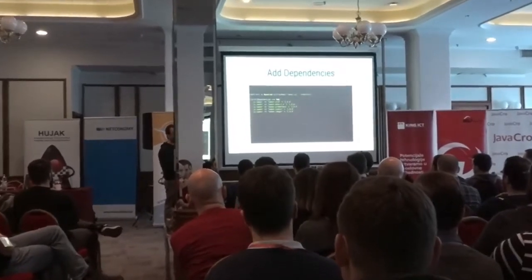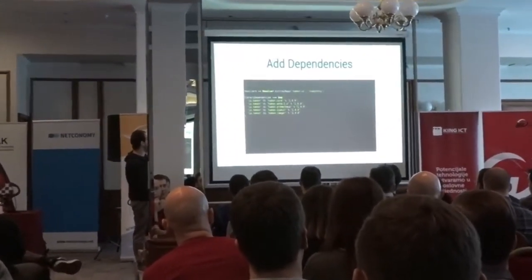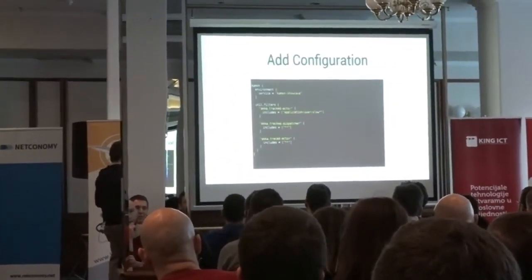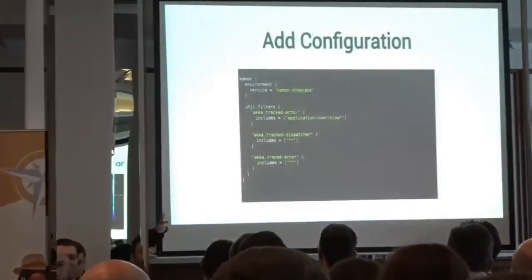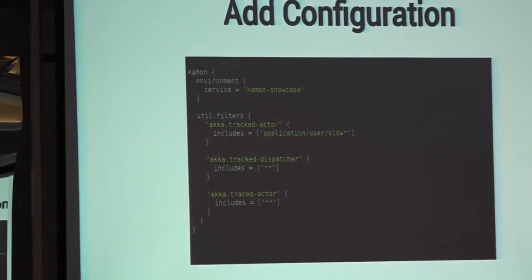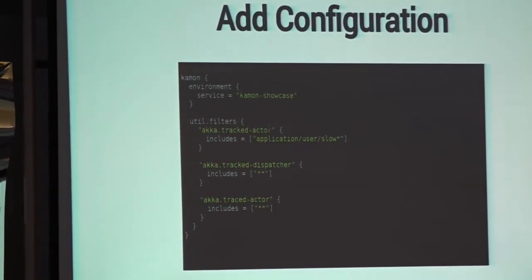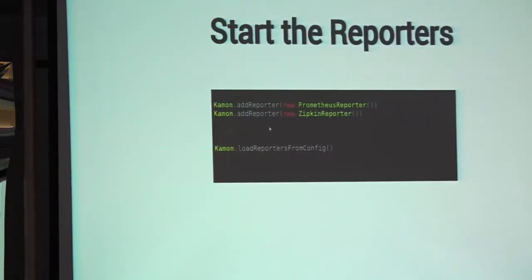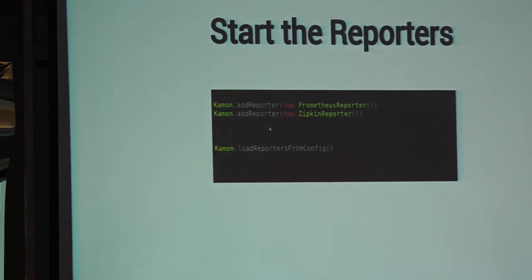You add your libraries, whatever library it is that you need. You add configuration. In the case of using actors, you need filters, and if you need to report data to Datadog or to Prometheus or whatever, you need to configure certain details of where you are sending this data to or where you are exposing it. And you add your reporters. I want to add a Prometheus reporter, Zipkin reporter, and boom, that's it. You get distributed tracing, context propagation, and metrics for your application.